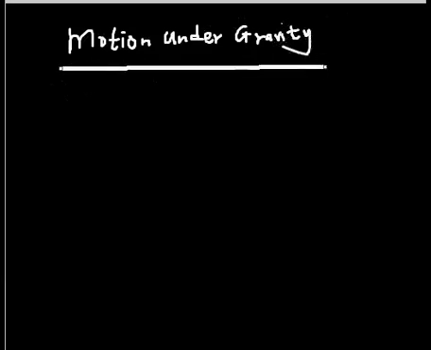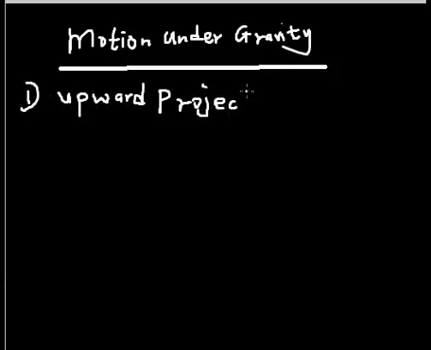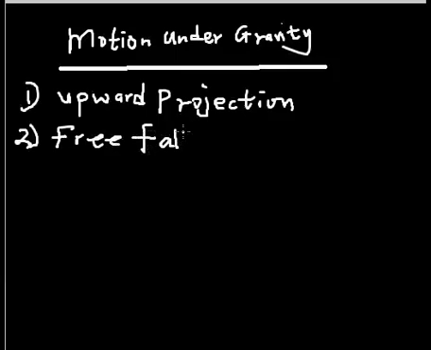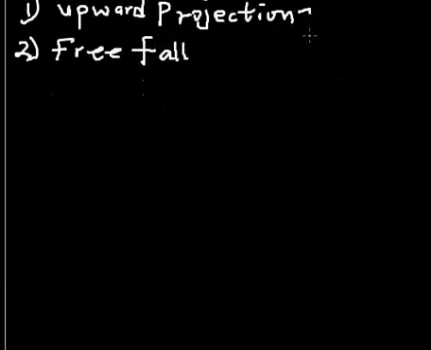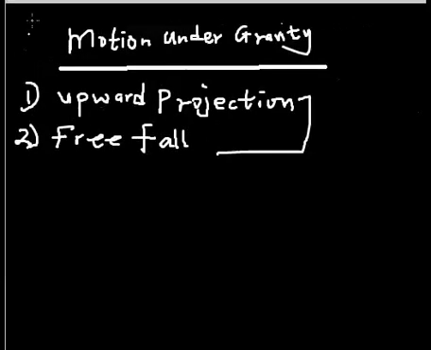Now under this, we are going to look at a situation where this object is going upward. Look at an upward projection. Then we look at the situation where the object is coming downward, which leads to what is known as free fall. Free fall from a particular height.